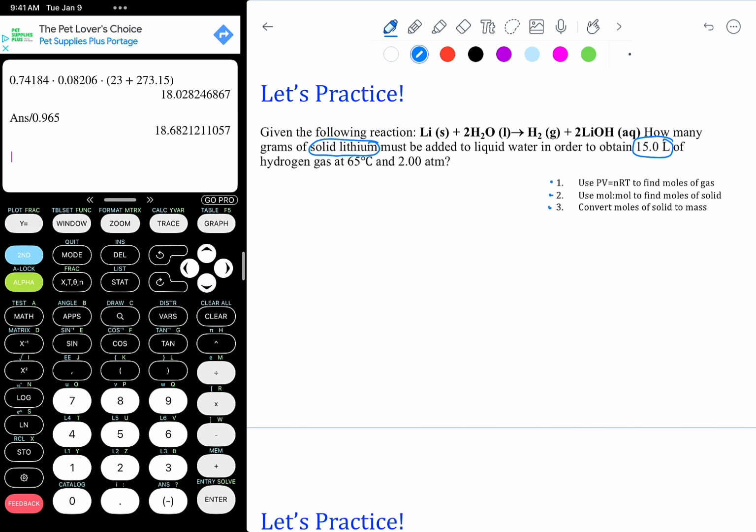So I want you to try this problem initially on your own. Start with our steps, our 1, 2, 3 there, and see how far you get. If you get stuck, come back to the video and we'll go through it together.